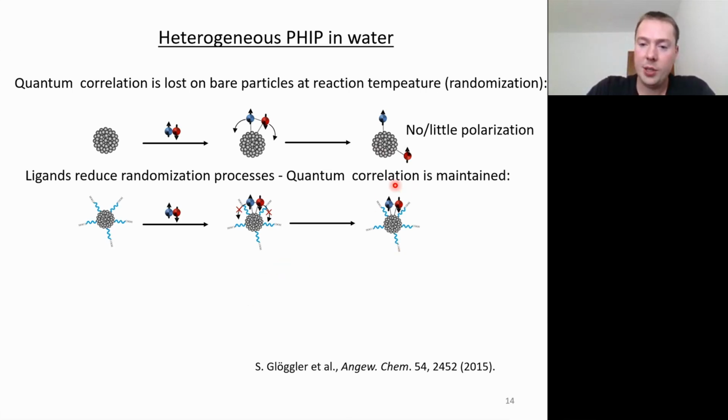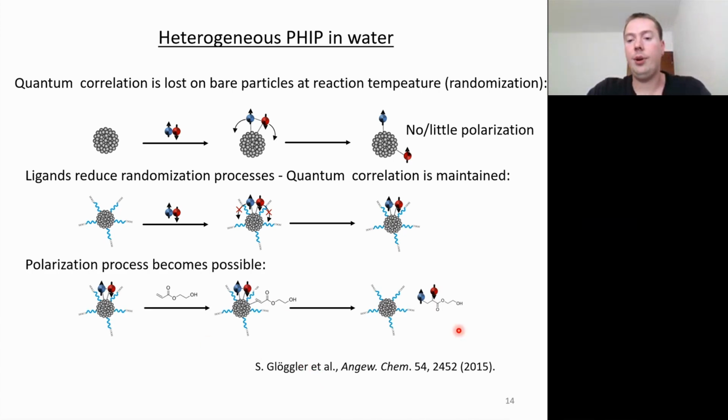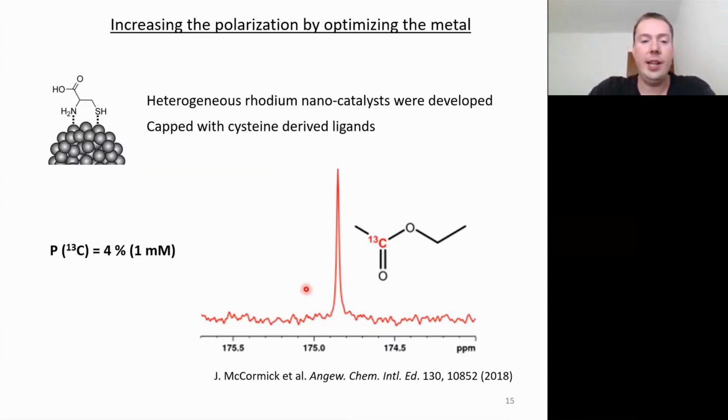With these ligands, apparently the spin order of this parahydrogen can be maintained on the surface. And if we then run our hydrogenation reactions, we see hyperpolarized signals. Going on a few years later, we are now working with these rhodium catalysts that are capped with cysteine, so much smaller ligands on the surface that seem to hinder this diffusion of parahydrogen much more. And we're actually getting with this acetate over here to about 4% at 1 millimolar concentration. So we're on a good way on this, and there's still some work in progress.